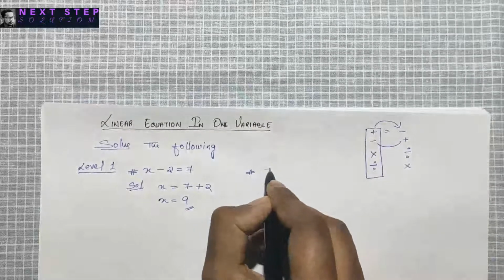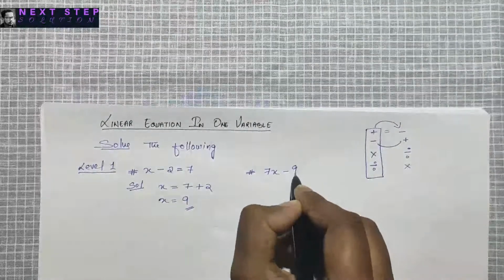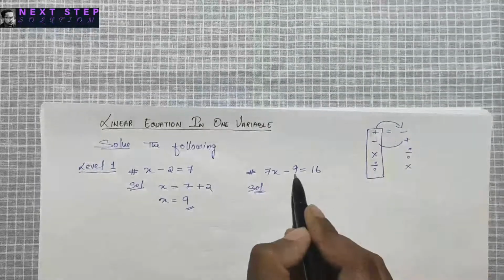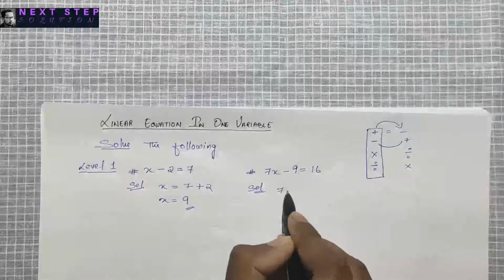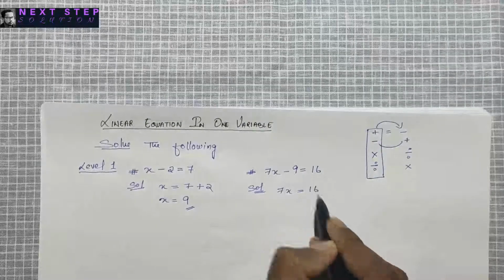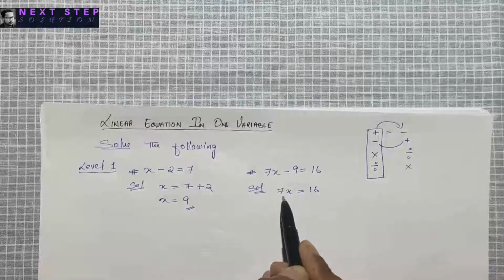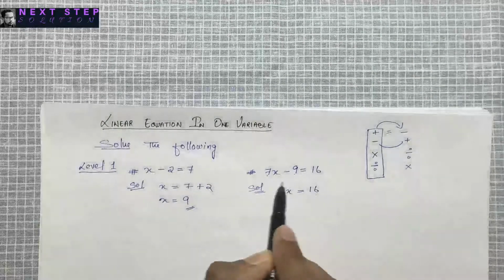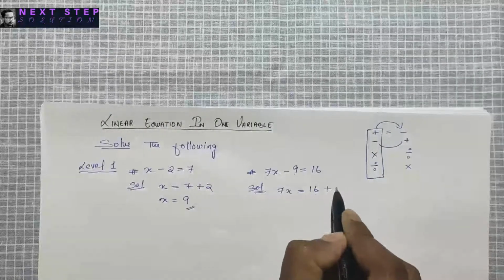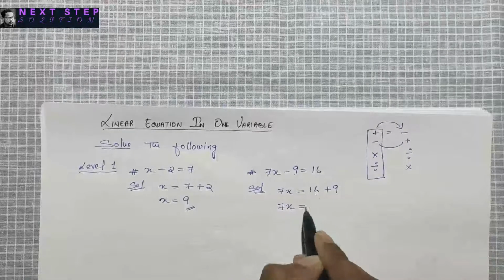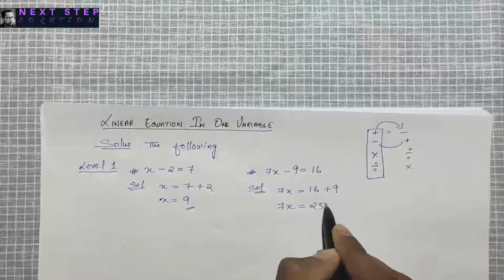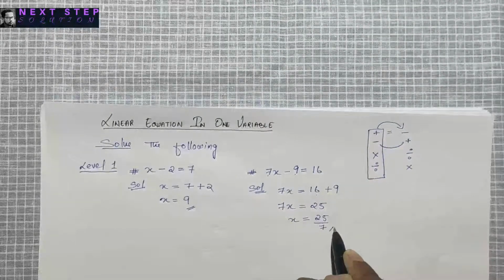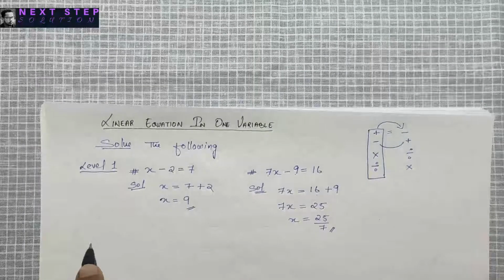Suppose you have 7x minus 9 equals to 16. Now here first we will send this 9 to the other side. 7x, let it be here, equals to 16, also in its place. 7x was on the left side of equals to, 16 was on the right side. Minus 9 was on the left side; if we send it to the right side, it will come as plus 9. Now 7x equals to 16 plus 9, which will give you 25, and x equals to 25 by 7. This becomes the answer. Now come to the next level.